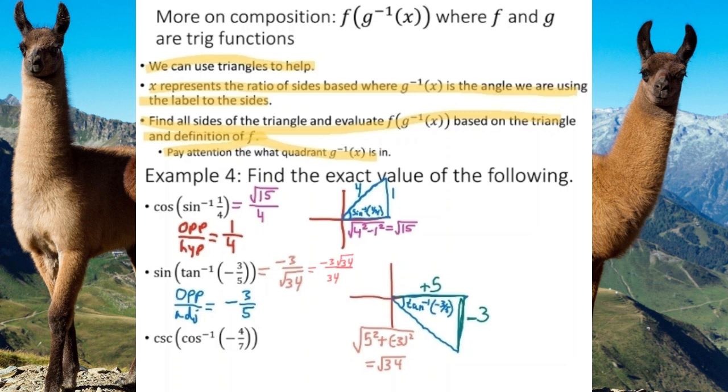And our answer does make sense when we consider what the sine of an angle in quadrant 4 will be. Recall in quadrant 4, sine is negative. Tangent inverse of negative 3 over 5 is in quadrant 4. Therefore, sine of an angle in quadrant 4 should be negative, which is precisely what we have.